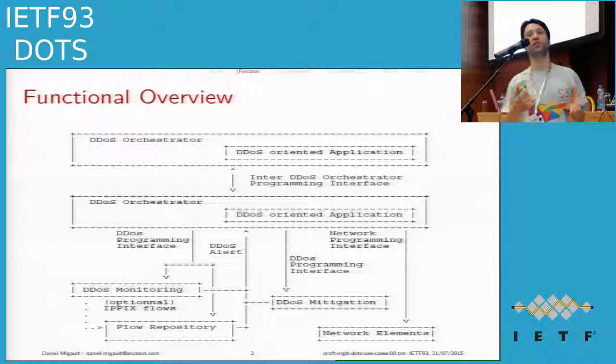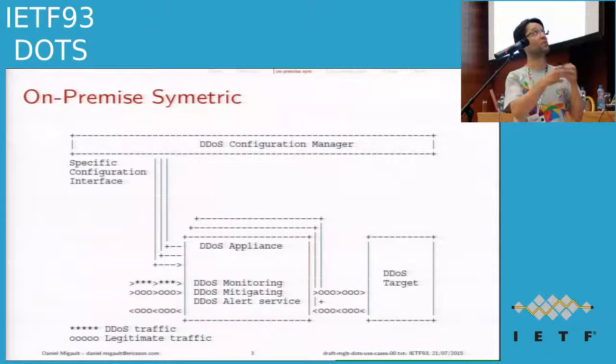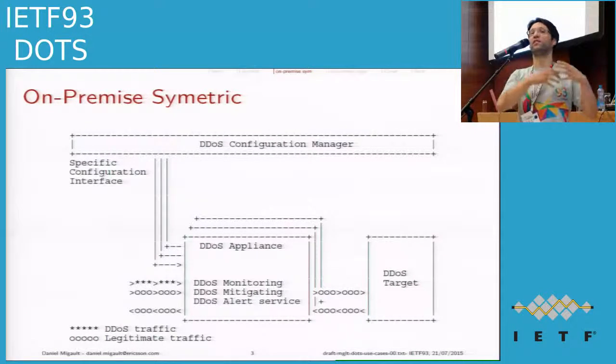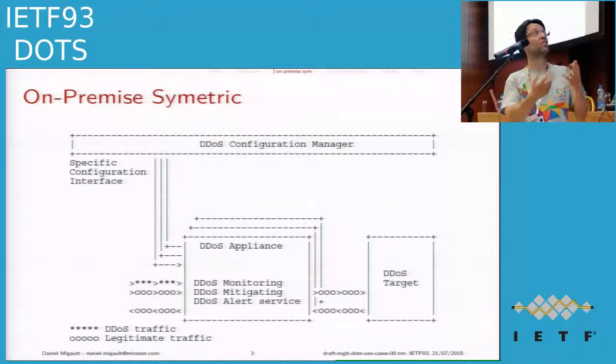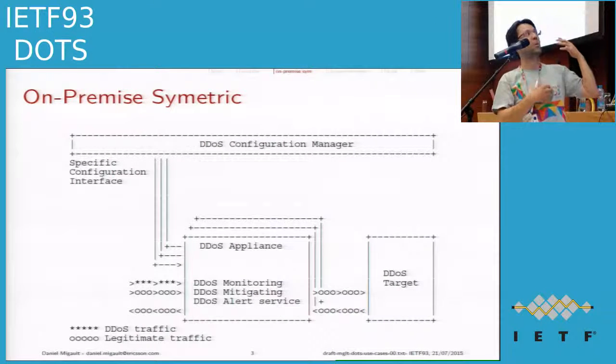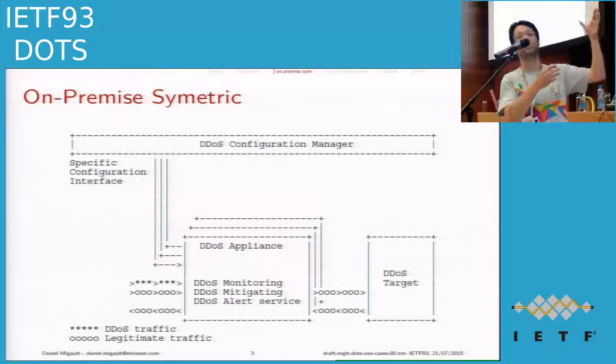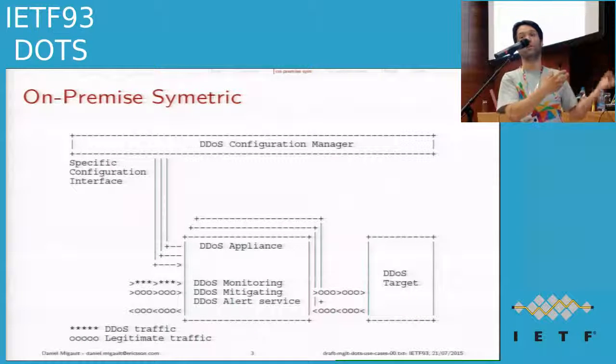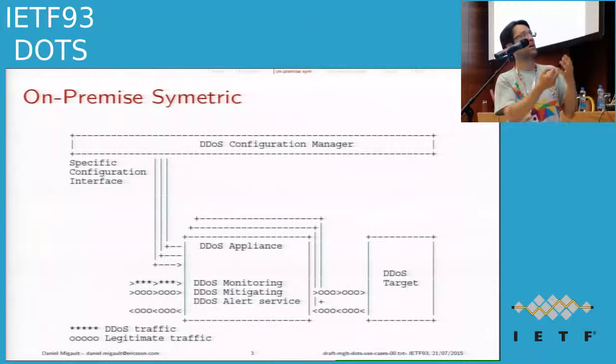Next slide. I came up with the first scenario, which is what I call the on-premise symmetric. You have a DDoS appliance, an appliance that is supposed to mitigate DDoS attacks. Usually it has monitoring and mitigation facilities as well as the alert service inside. What we expected was some relation with the DDoS configuration, what we call next, the orchestrator, in order to coordinate this DDoS appliance.